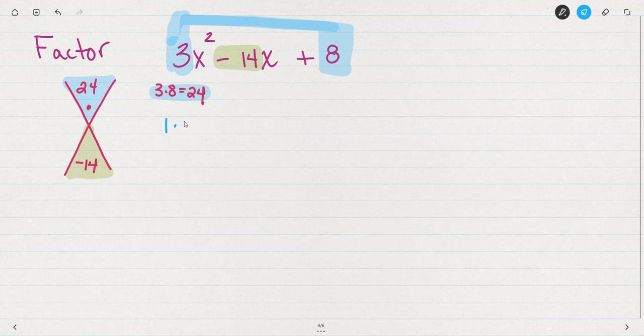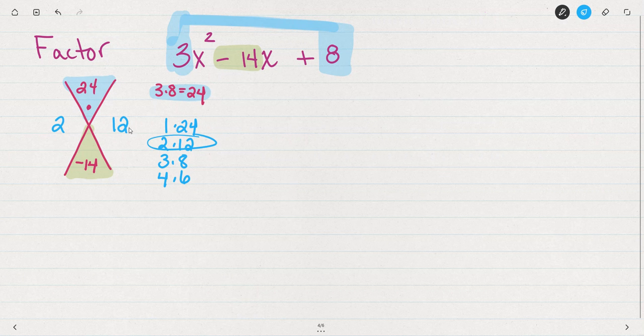I'm going to make a list of all the possible pairs. 24 divided by 1 is 24. You could use a calculator for this, by the way. 24 divided by 2 is 12. 24 divided by 3 is 8. 24 divided by 4 is 6. 24 divided by 5 doesn't give us a whole number. And then the next number is 6, which we already have. So we know that we're done. Once we get a repeat, we're done. Do you see any of these that could add or subtract to 14? I see this one, a 2 and a 12.